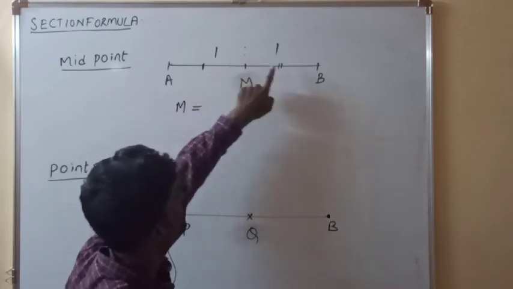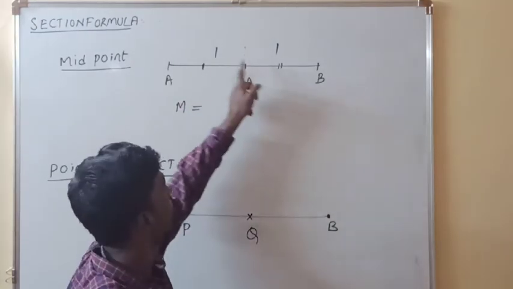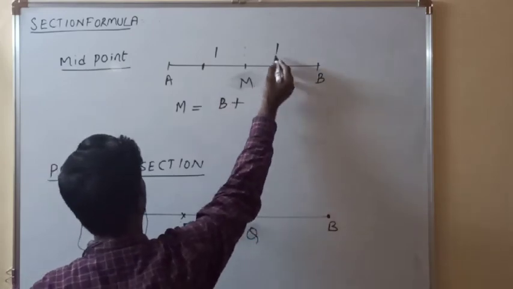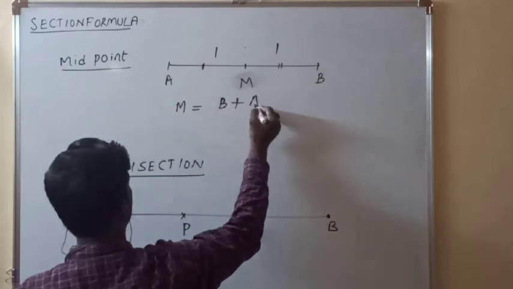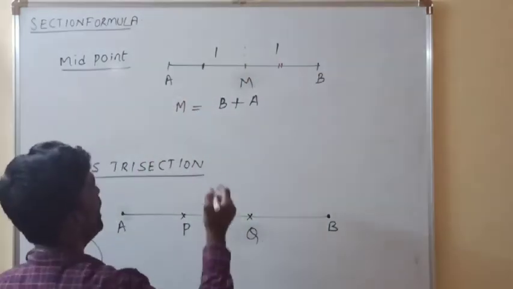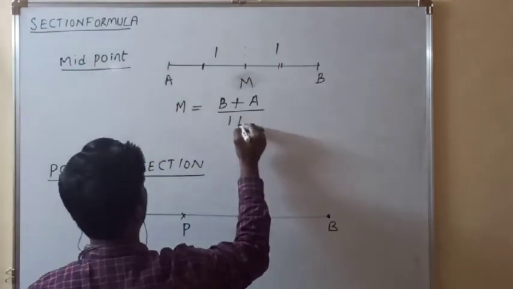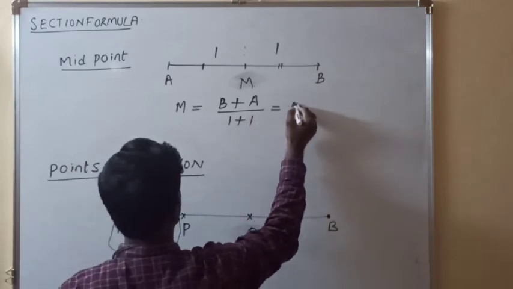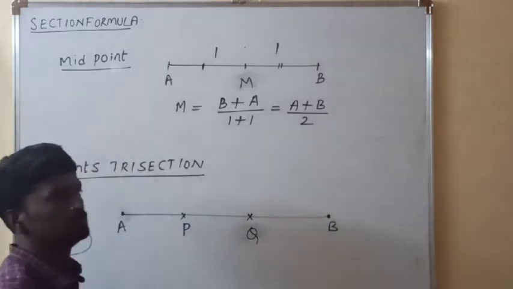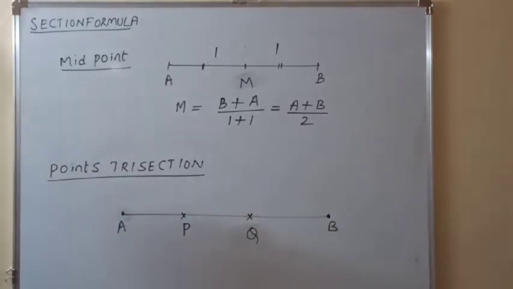So 1 into B. Cross multiplication only, na? So 1 into B plus 1 into A. Like m into B plus n into A, divided by m plus n, nothing but 1 plus 1. So that is equal to (A plus B) by 2. So this is the midpoint formula. Midpoint of the segment AB formula is (A plus B) by 2. Okay.